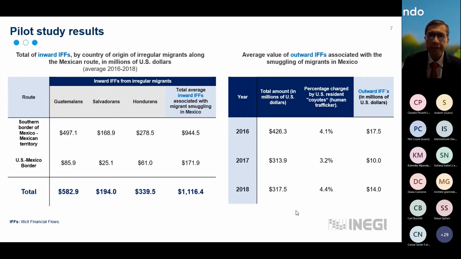On the right is the average value of outward illicit financial flows associated with the smuggling of migrants in Mexico for each year. In 2016, the total outward illicit financial flows in millions of US dollars were 17.55, in 2017, 10 million, in 2018, 14 million US dollars.